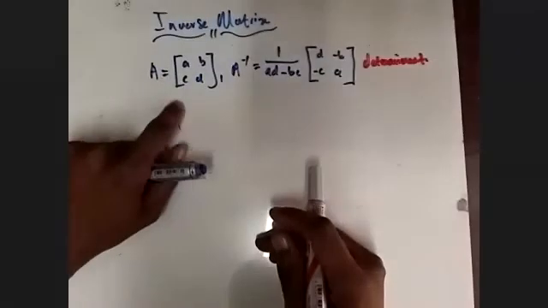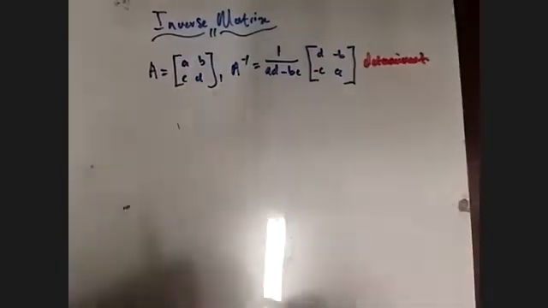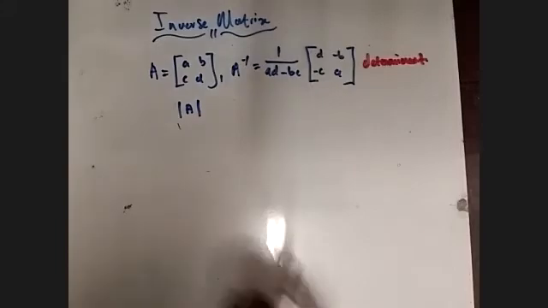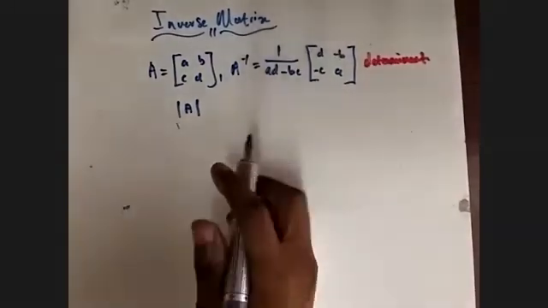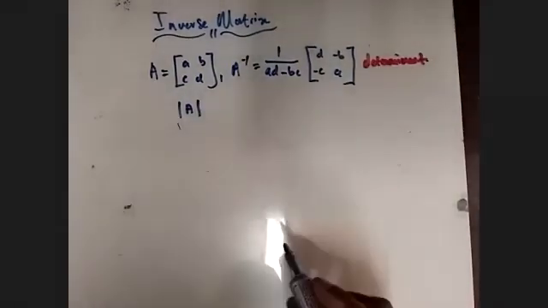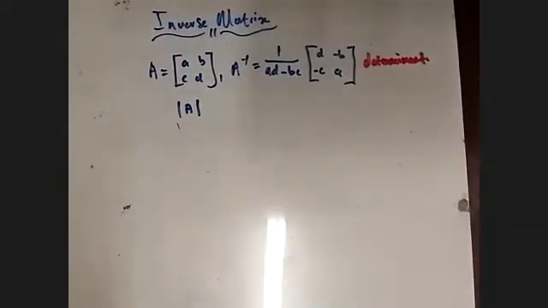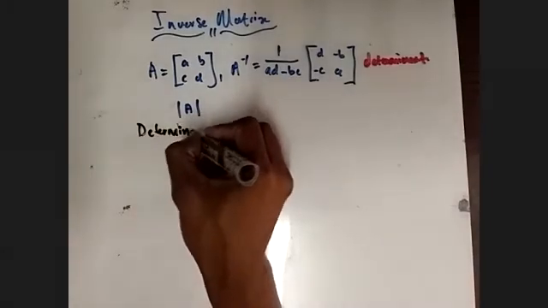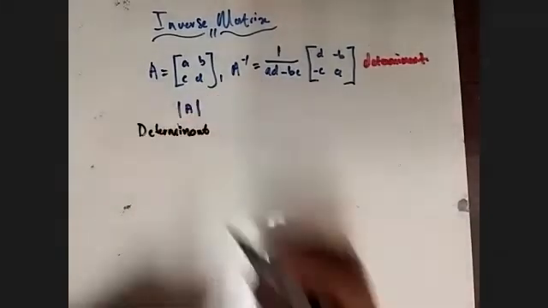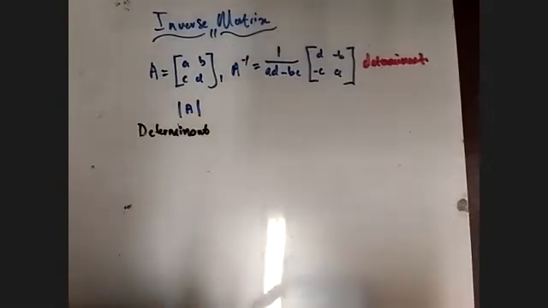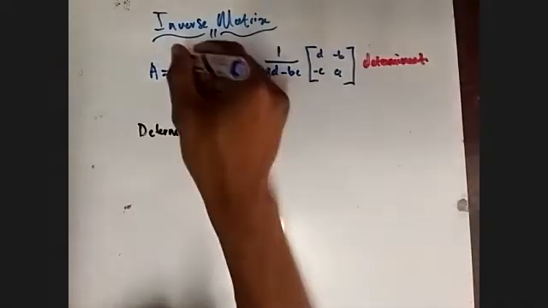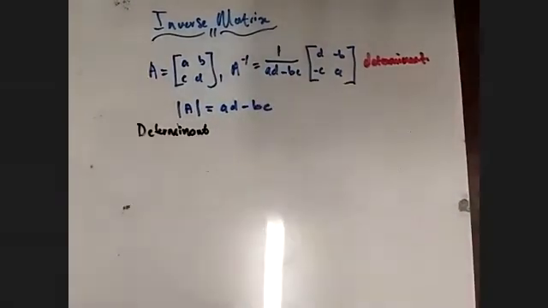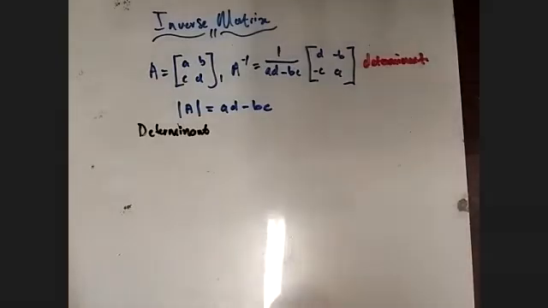The determinant of A is denoted by the absolute value of A, but it doesn't mean that the solution has to be positive. We just use this notation to denote determinants. So the determinant of A, if A is this, is always given by A times D minus B times C.